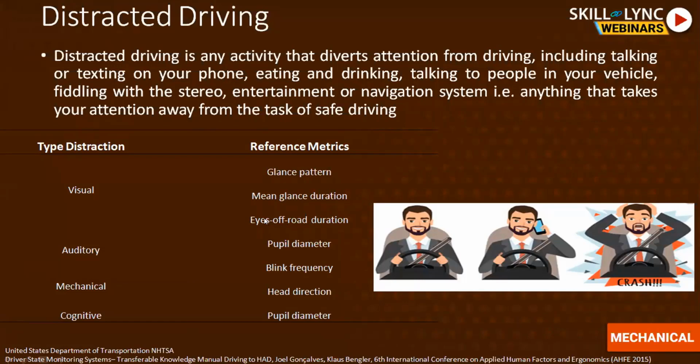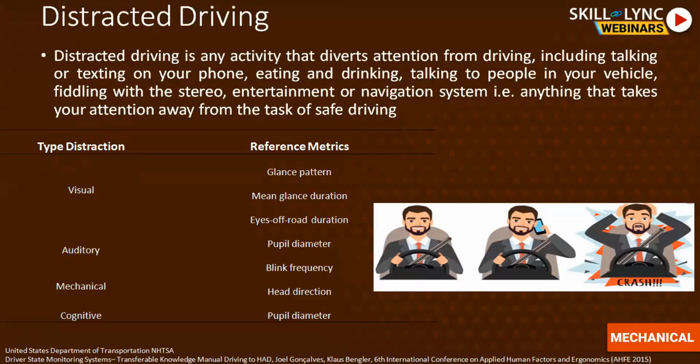So if we know where the driver is looking around in the windshield area and the window side section, it's quite possible that the driver is distracted visually here. And in a similar way, we have the auditory and cognitive. So the pupil diameter is studied and it's considered very sensitive to auditory distractions and cognitive distractions.